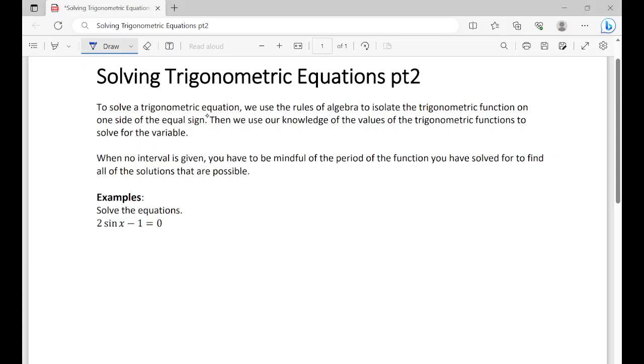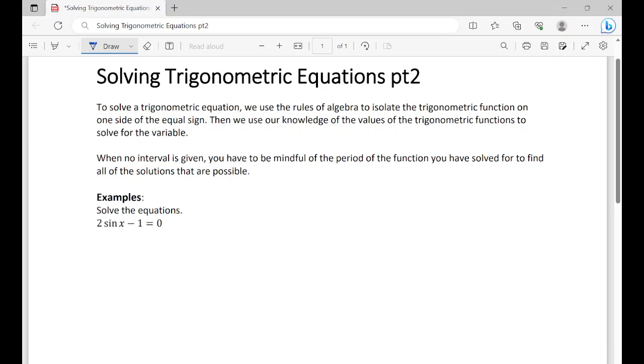To solve a trigonometric equation, we use the rules of algebra to isolate the trigonometric function on one side of the equal sign. Then we use our knowledge of the values of the trigonometric functions to solve for the variable. If you're not really familiar with all the values for the trigonometric functions, I'd recommend having a unit circle to assist. Now, when there are no intervals given, you have to be mindful of the period of the function you have solved for to find all the solutions that are possible.